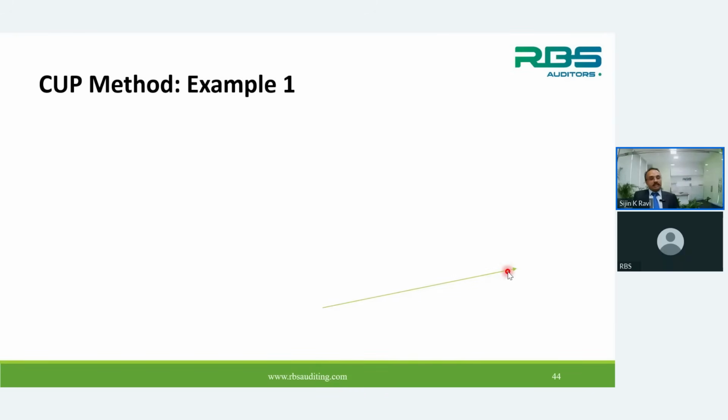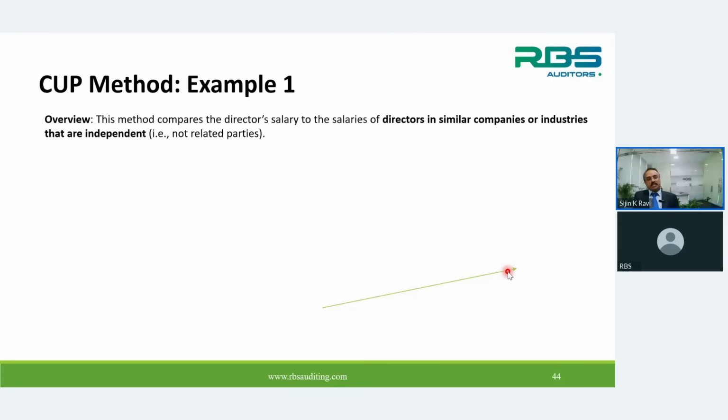One is the CUP method. For the CUP method, you can compare with a director in similar companies that are not related parties. If you are comparing with a related party, you cannot use the CUP method. But with independent companies at a similar level, you can use the CUP method.